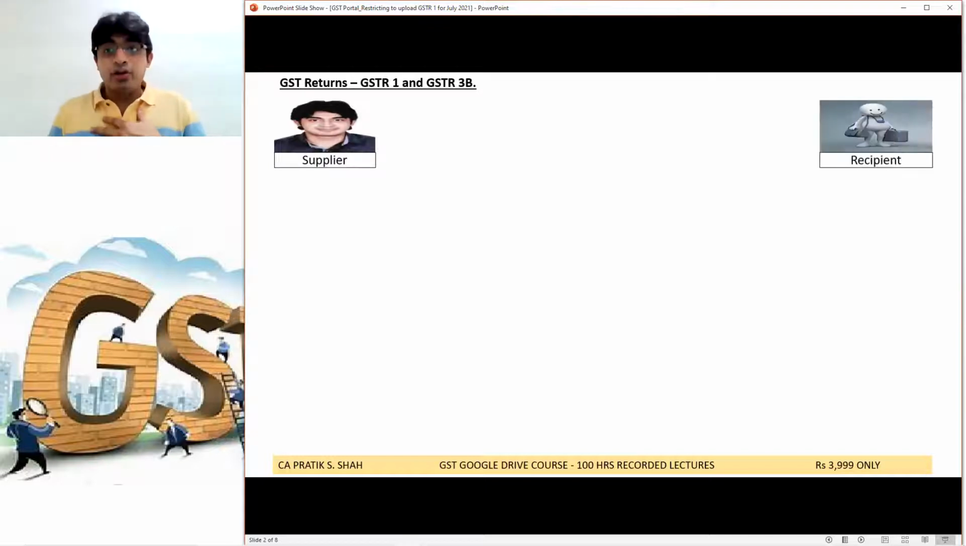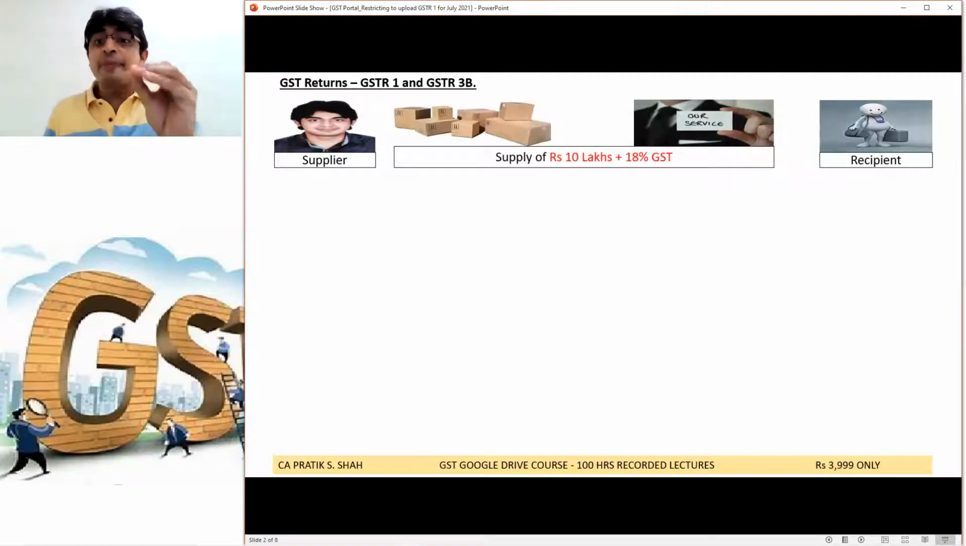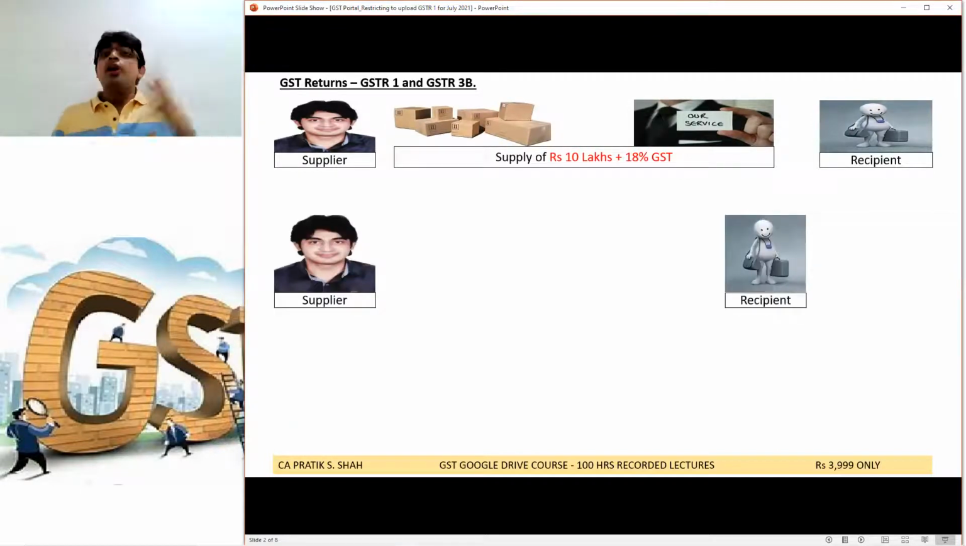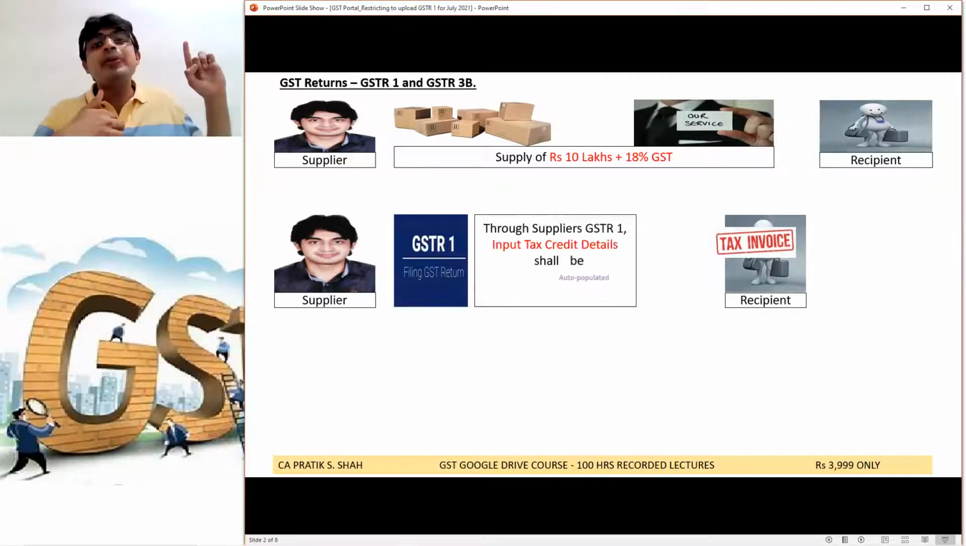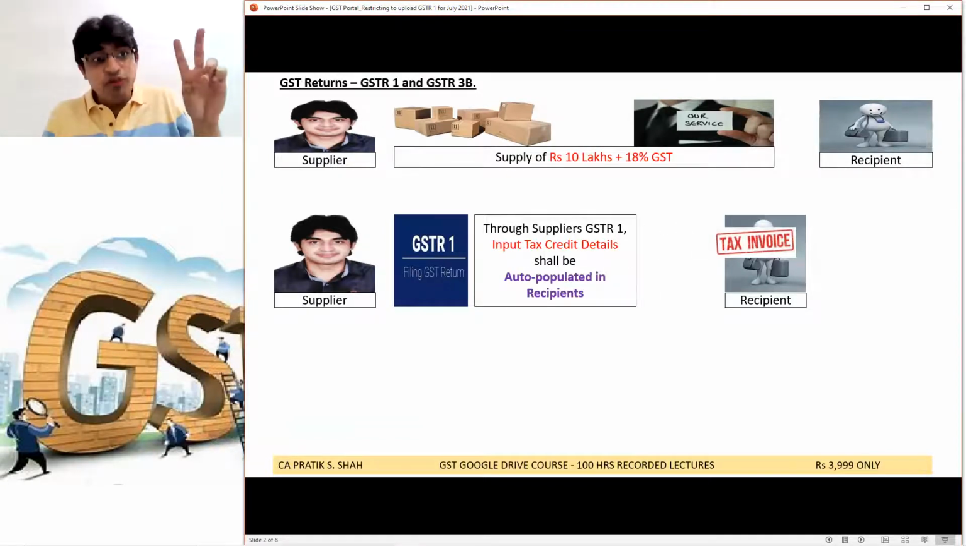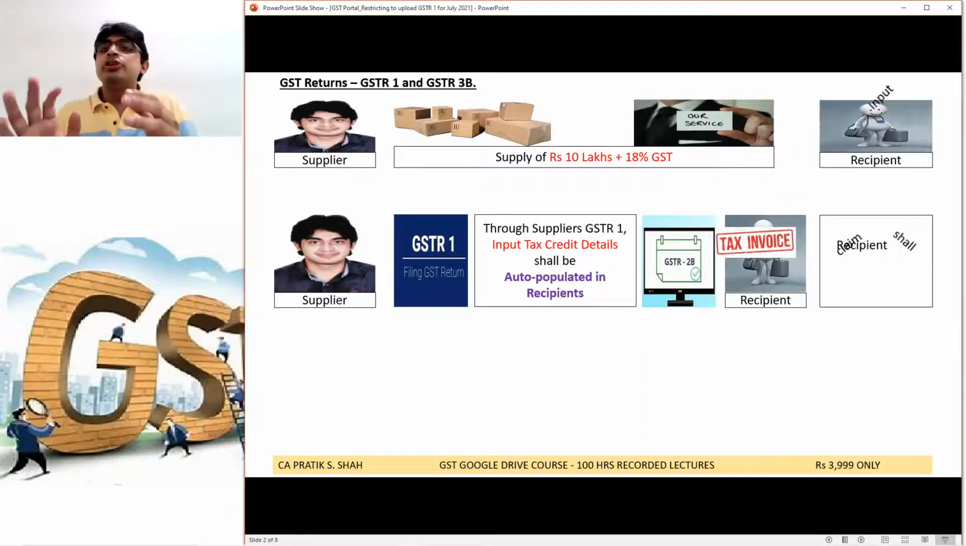Say I am a supplier, and this is a recipient. Say I have supplied goods of 10 lakh plus 18% GST. As a supplier, I will raise a tax invoice on the recipient, and which return will I file? GSTR1. On the basis of the supplier's GSTR1, this invoice and input tax credit detail will be auto-populated in the recipient's GSTR2B. And from this GSTR2B, the recipient shall take the ITC. This is how it works.